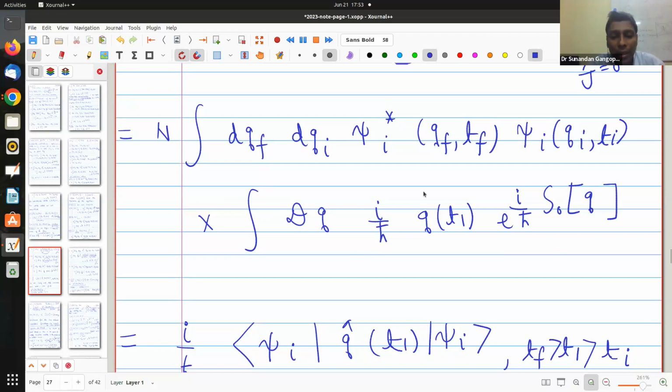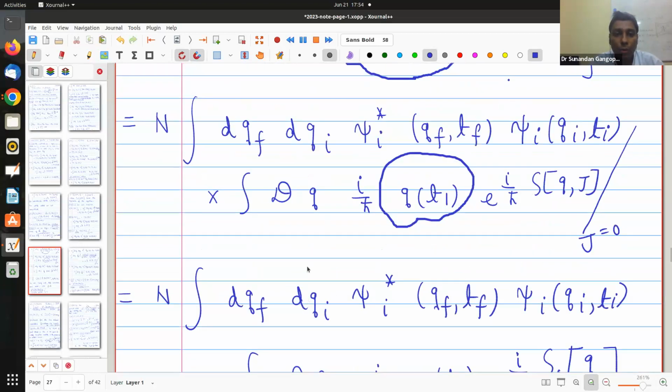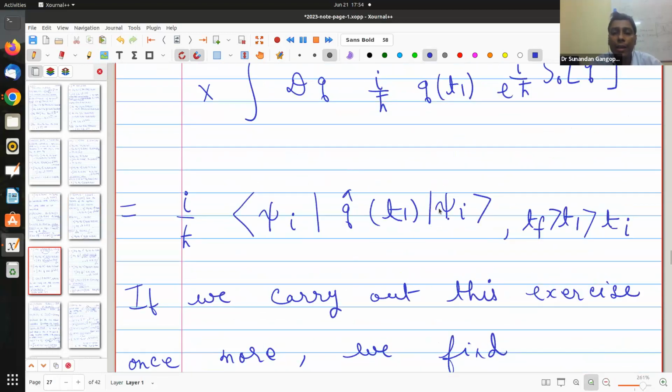But this expression, we have already seen that it is nothing but the matrix element of the position operator q hat at time t1, between the state psi I and psi I. So it is basically the expectation value of this operator defined at time t1 in the state psi I, where t1 is a time which lies between ti and tf. So the important takeaway lesson from this result is the following. If you functionally differentiate this object that we have defined with respect to j once, then you will get this, which is nothing but a correlation function. You can think of this like a correlation function, because here it is a single operator, so it is trivial in that sense, but it is basically the expectation value of an operator at time t1 in the state psi I.